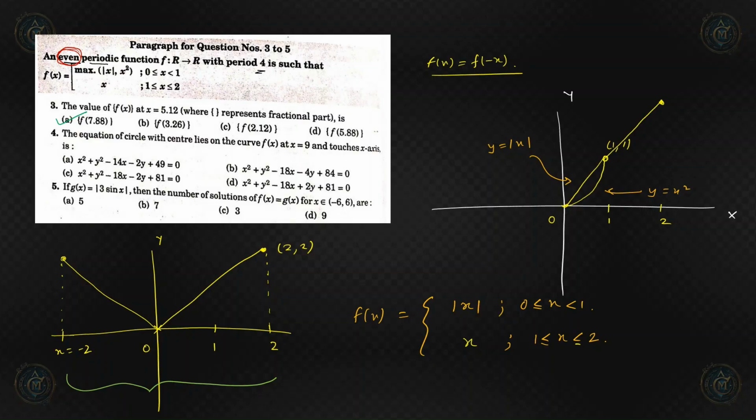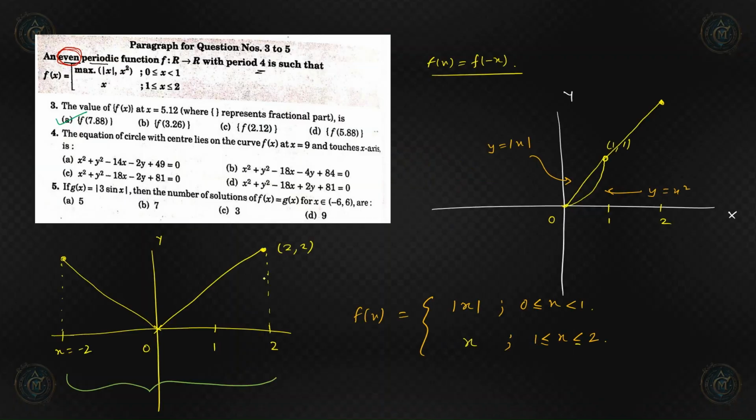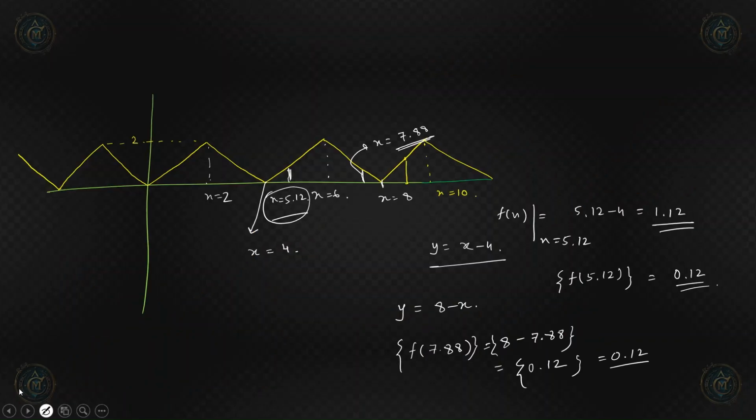Let us solve the fourth question here, the second question of this paragraph. The equation of circle with center lies on the curve f(x) at x equal to 9 and touches x-axis. Okay, so if we try to find x equal to 9 here, this pattern will continue, right? This is the point x equal to 6, so this point will be x equal to 10, right? So x equal to 9 will be the midpoint of this. That means the circle must look something like this.